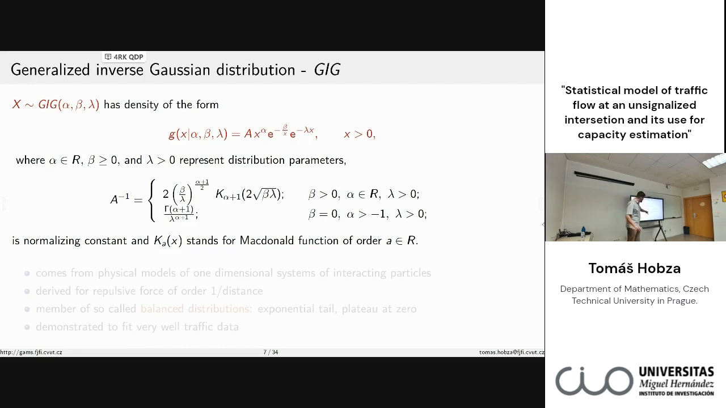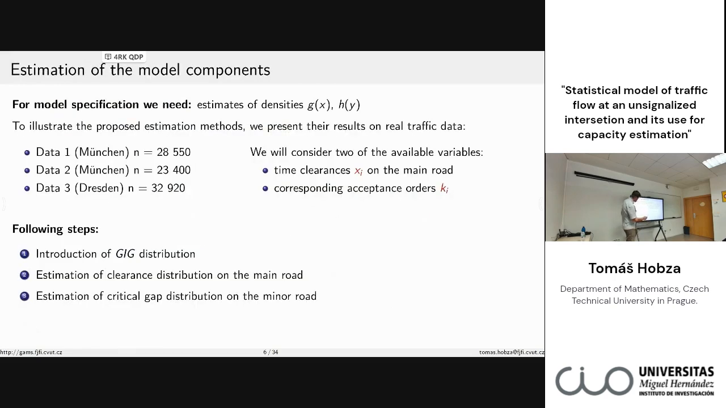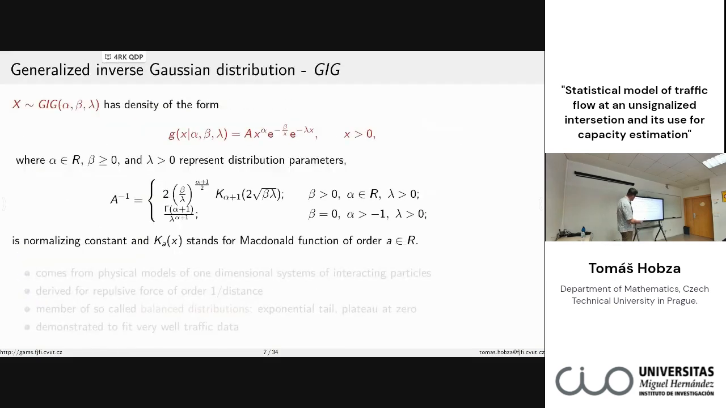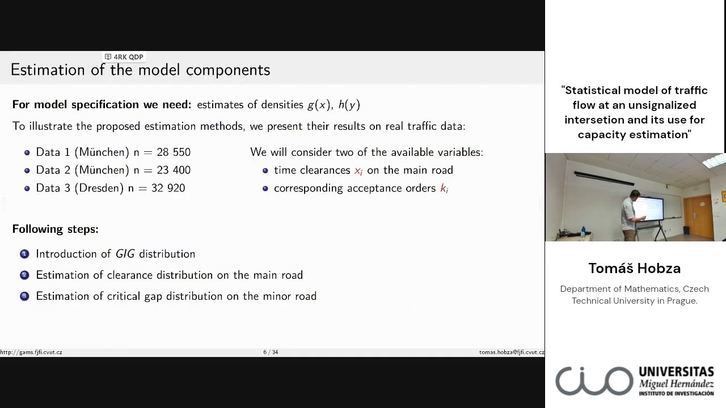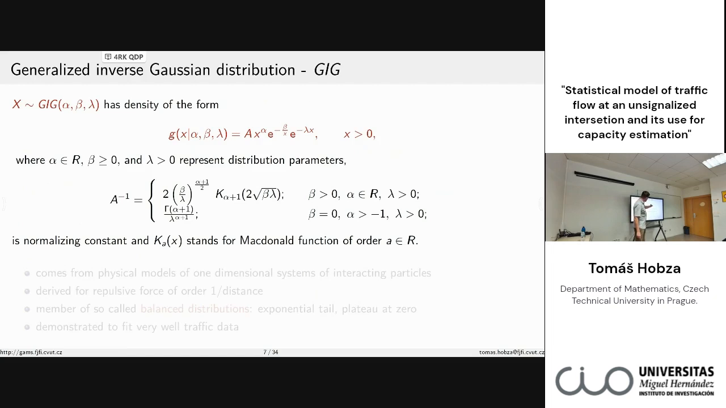This is sometimes called the McDonald function of order lambda. You can see here that it's not so complicated. In fact, if beta is zero, we have the gamma distribution. So the gamma distribution is one special case of this density.